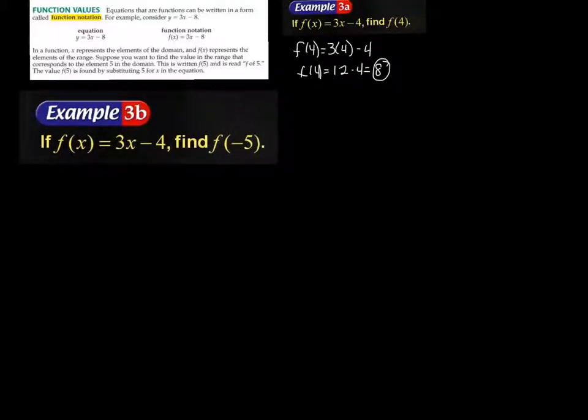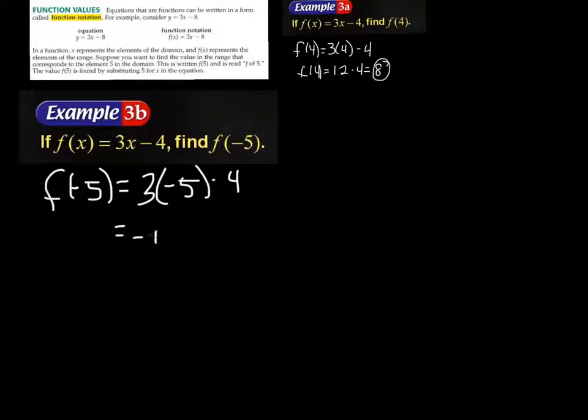Same rule. Find f of negative 5 this time, they said. So f of negative 5 is 3 times negative 5 minus 4. Negative 15 minus 4 would be negative 19.